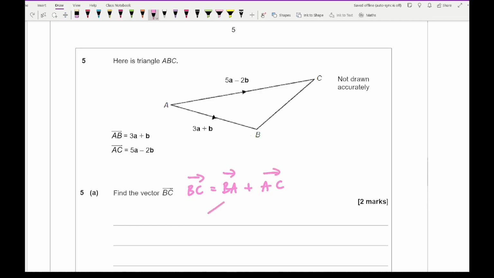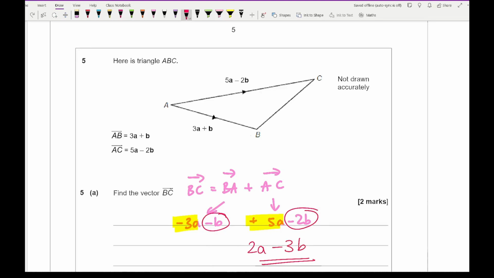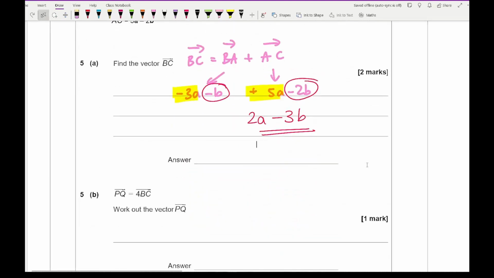Now B to A is going against the arrow, so that's going to be minus 3A minus B. And then A to C is going with the arrow, so that's going to be plus 5A minus 2B. So all that's left for me to then do is collect the like terms. So I've got minus 3A plus 5A, which is positive 2A. And then I've got minus B minus 2B, which is minus 3B. So the answer then is 2A minus 3B.